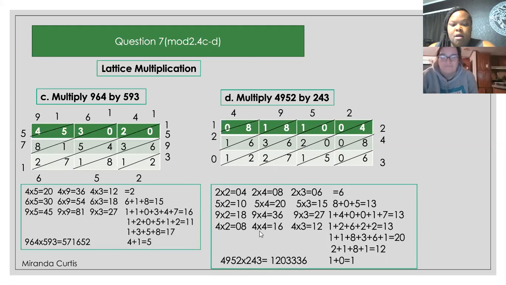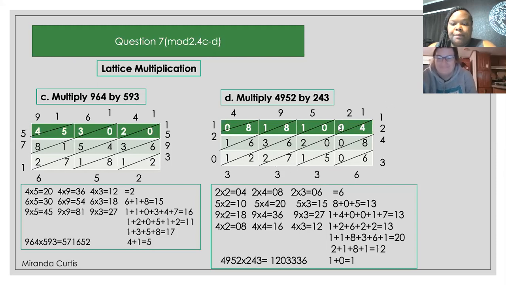And we are heading to bring our numbers down. So we're going to bring 6 down because there's nothing with 6. We're going to do 8 plus 0 plus 5 gives us 13. That 1 will come up there. So our next one we're going to do is 1 plus 4 plus 0 plus 0 plus 1 plus 7 gives us 13. We're going to carry that 1.